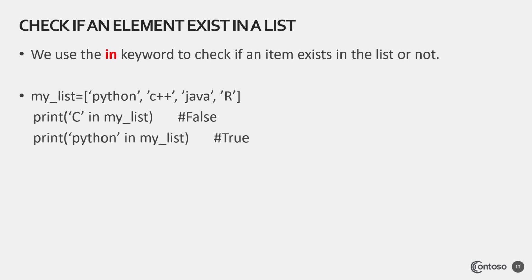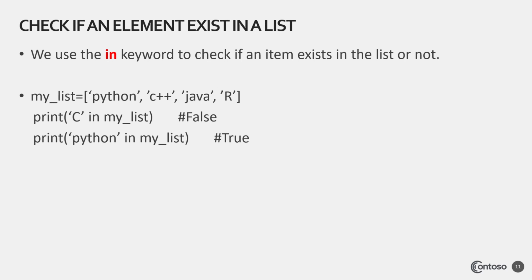To check if an element exists in a list, we use the in keyword. So in the given list, print C in my list, where we get the result as a boolean, whether it is true or false. So print C in my list. Then the compiler checks if the C is present in the list. C is not present in the list, so it gives the output as false.